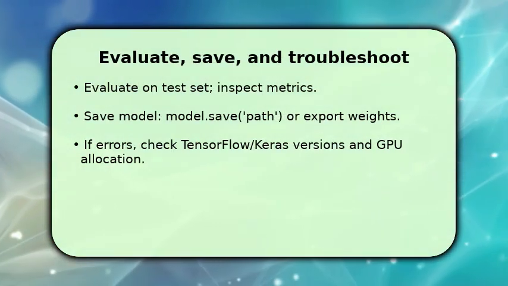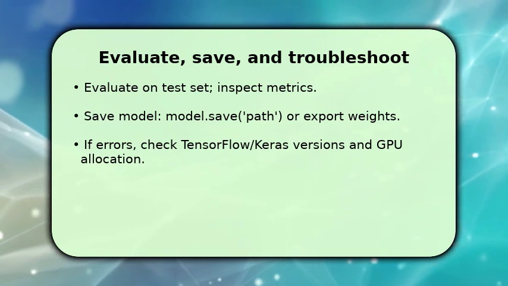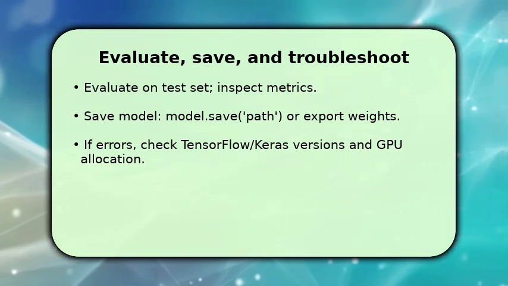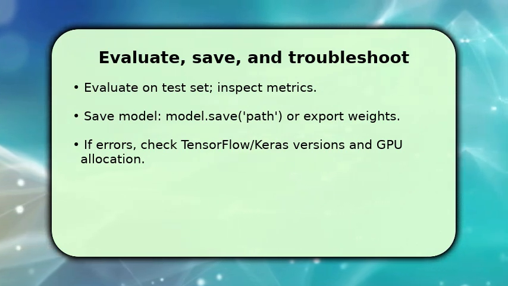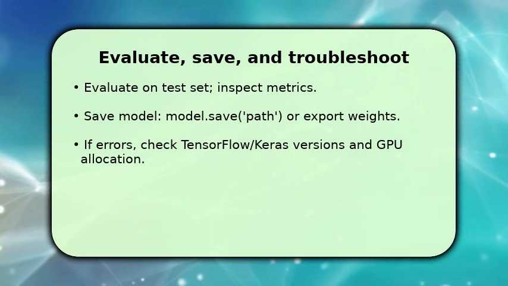Print confusion matrices or sample predictions to understand failure modes. Save the working model with model.save(), or export weights and the training config so you can reload later in Colab or elsewhere.